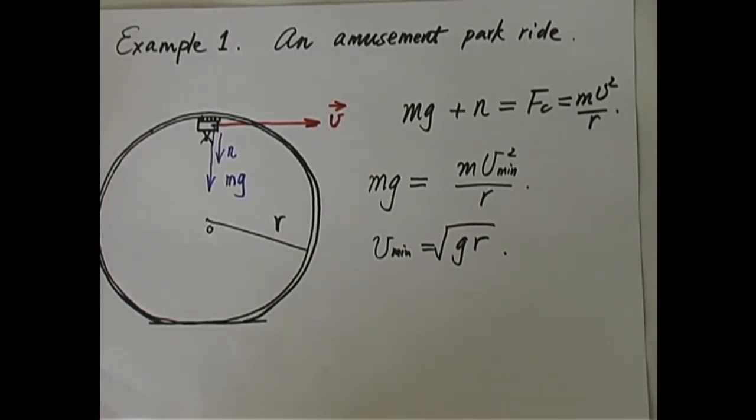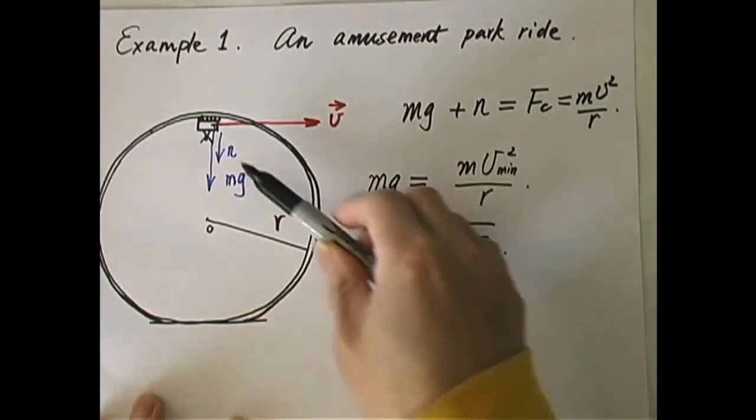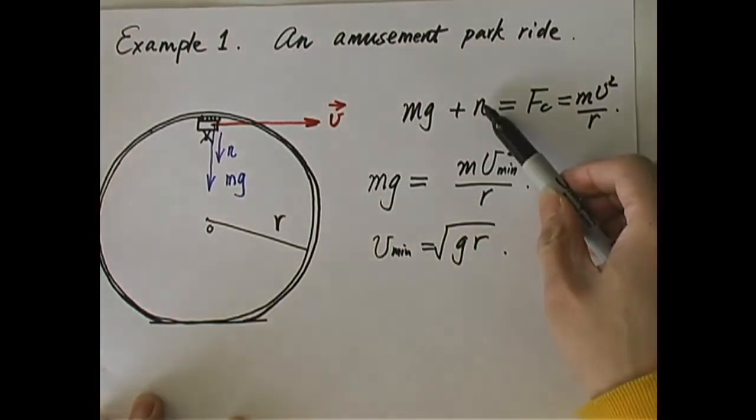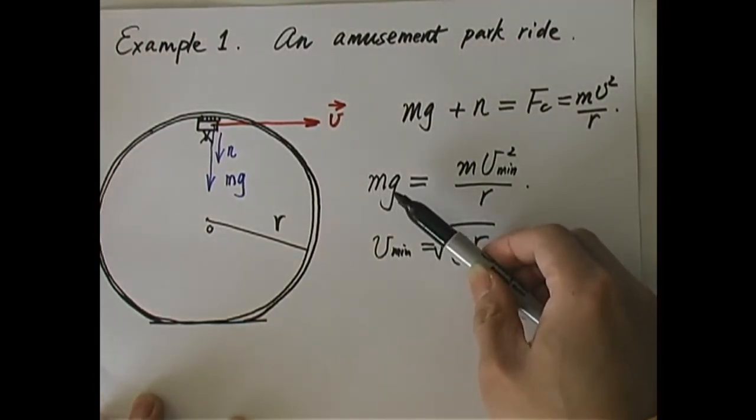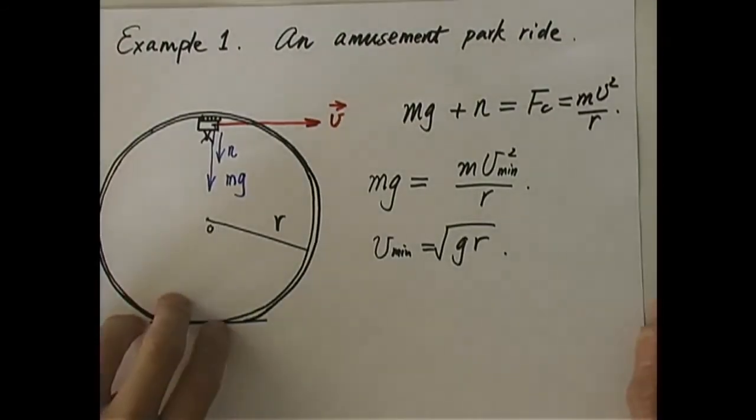Okay, so that is the example of an amusement park ride. Now, in this case, somebody is doing a vertical circle, and at the very top, when you set n equal to 0, the only force providing you with a centripetal acceleration is the weight, the gravitational force. And that is not just limited to an amusement park ride. In fact, let's look at something much, much bigger than that.